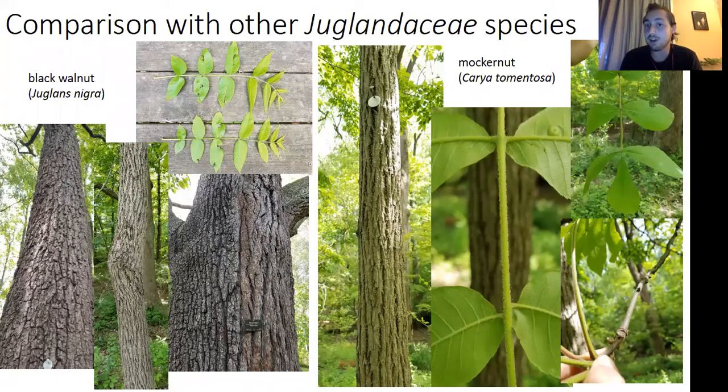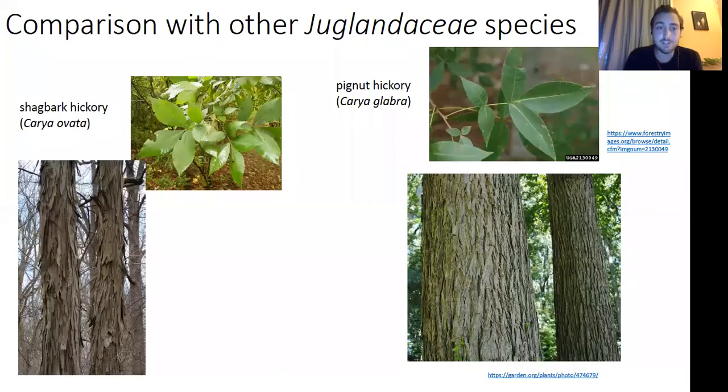Our mockernut, Carya tomentosa, the tomentosa refers to the botanical term tomentose, which means with dense hairs, which you can see along this petiole here. You don't even need a hand lens to see it. And when you touch it, you can feel how soft it is. We have our shagbark hickory, aptly named for its very shaggy bark when it's mature, and our pignut hickory, which generally has only 5 or 7 leaflets, in comparison to our butternut hickory, which never has fewer than 7 leaflets.